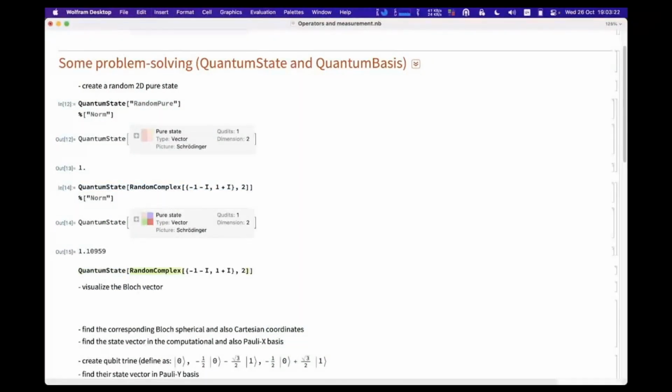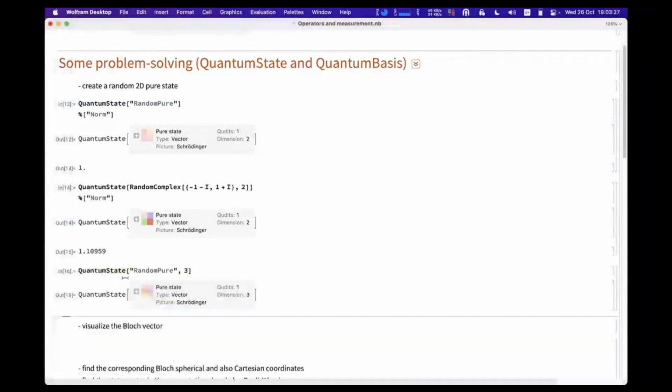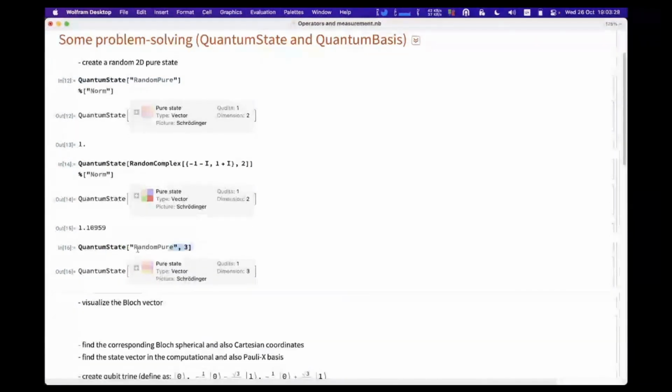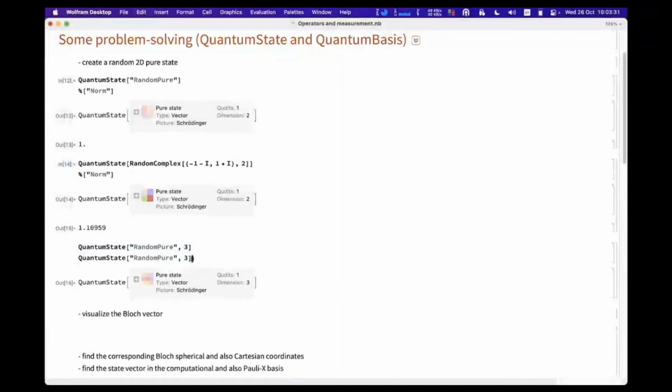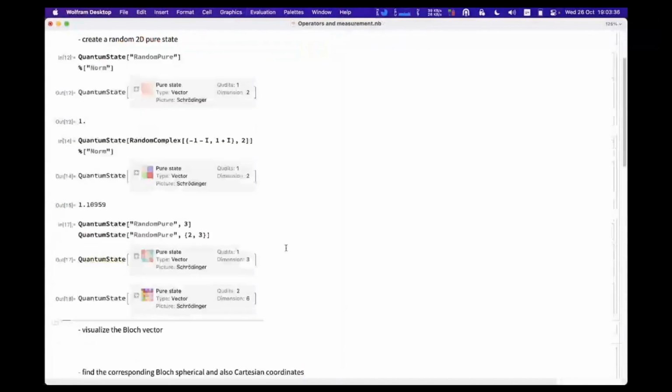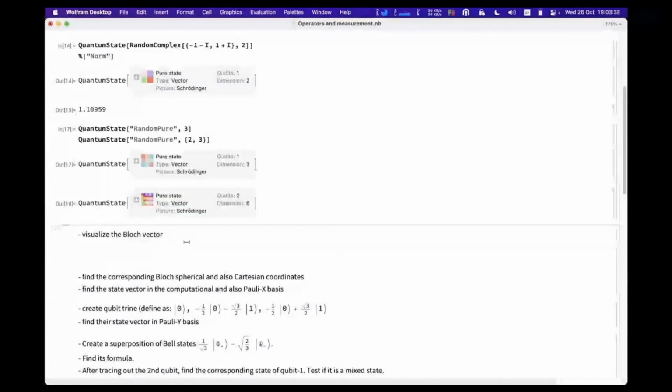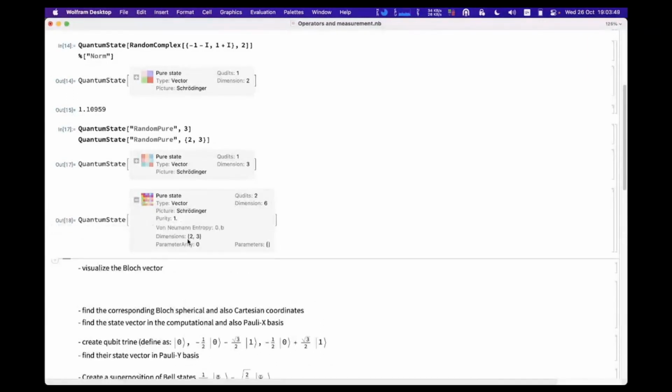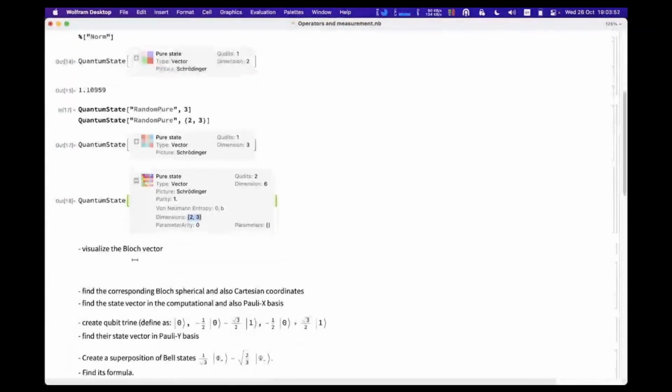Okay, the next step. By the way, as we are discussing, feel free to type your questions, and we will address them. So look at the examples. The first one is a random pure state in 3 dimensions. The second one is a random pure state of a composite system. The first system has dimension 2. The second system has dimension 3. So random pure helps you to easily create a random pure state in any dimension.